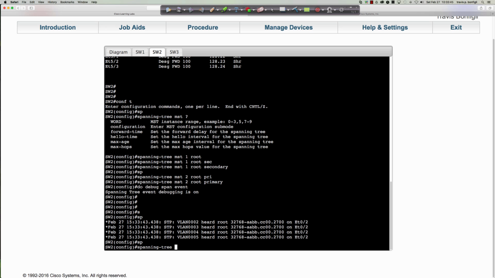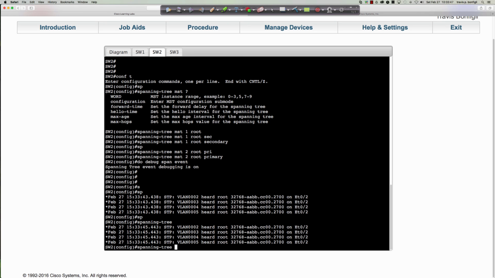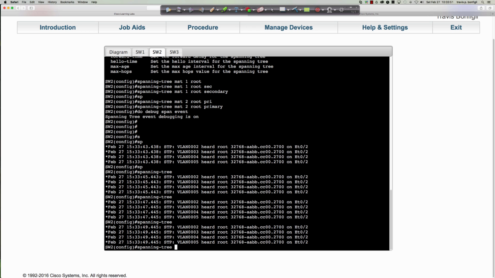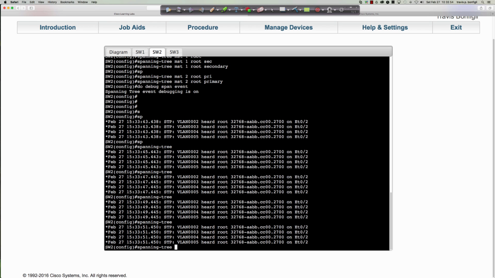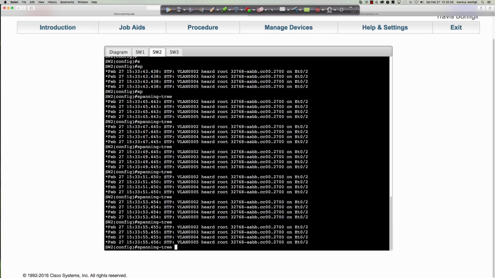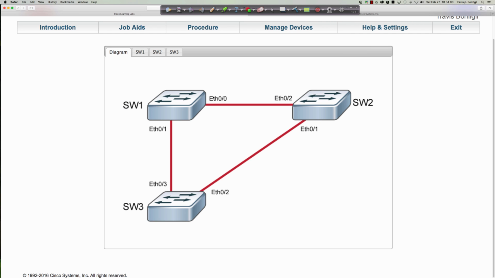Let's kick it off here. So spanning tree, and you can see we're debugging right now, and it looks like it's receiving root BPDUs on Ethernet 02. And so if I'm on switch 2, Ethernet 02 is right here, right? And so you can see why this is a problem. He's receiving on Ethernet 02 BPDUs saying that, hey, I'm the root bridge. However, there's no communication here. That link is blocking data traffic.